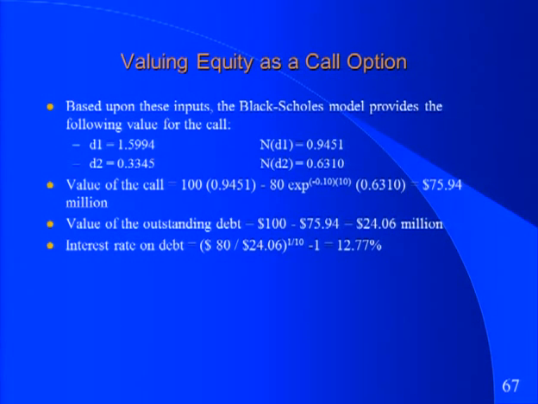There's a 63% chance that the value of the assets will be greater than the face value of the debt, which means there's a 37% chance of what? That the value of the assets will be less, which is our definition of bankruptcy, right? There's a 37% chance of bankruptcy. It's 1 minus N of D2. It's a very different way of thinking about bankruptcy risk.